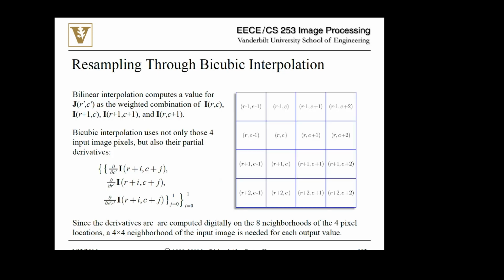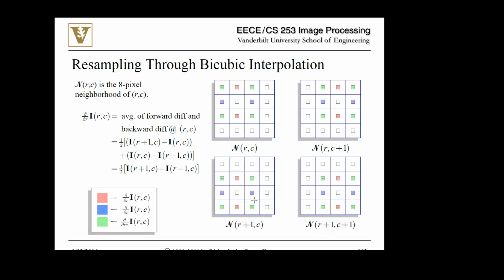Now let's go for the cubic. We will take more samples and we will be able to estimate the derivatives. We will be able to estimate the first derivative, because we are in a two-dimensional function, in X, in Y, and X and Y. So here are the four values of bilinear interpolation. Now take all this neighborhood, and with all that neighborhood, we are able to estimate the derivative.